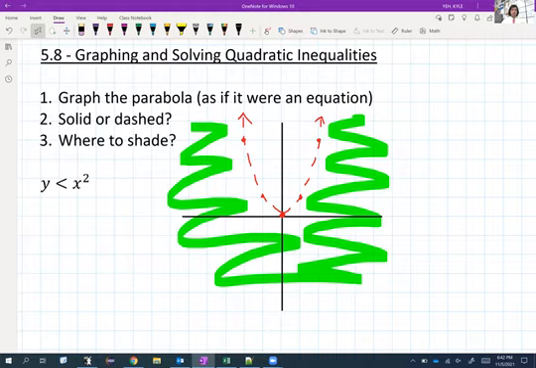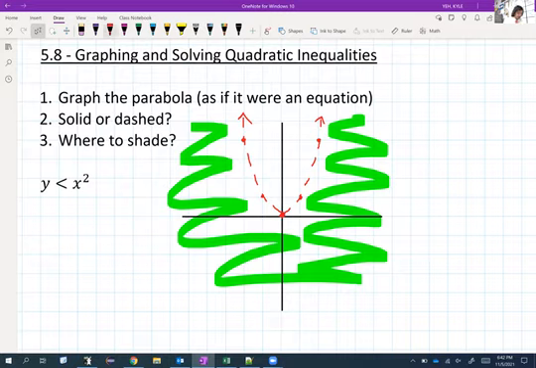There are three steps to graphing quadratic inequalities. Step one is one that we've already seen in this chapter. We're going to graph the parabola as we learned in 5.1 and reinforced in 5.2. So we're going to find the axis of symmetry, find the vertex, make a table, and graph the parabola. Step two, solid or dashed parabola.